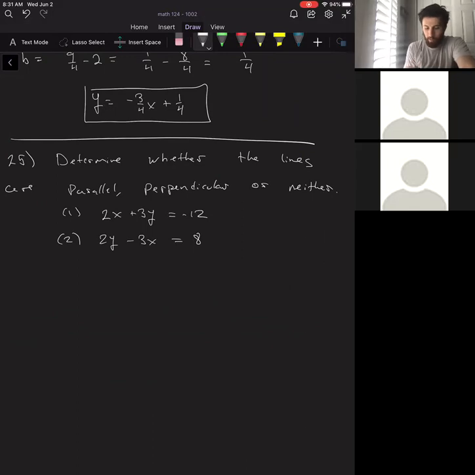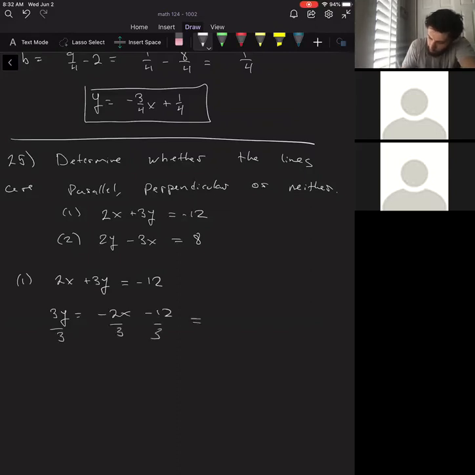So the first thing let's do, let's put both these lines into y equals mx plus b form, since that's the easiest way to find the slope of the line. So for line number 1, 2x plus 3y equals -12. Let's subtract the 2x over. So we get 3y is equal to -2x minus 12, and then divide by 3. So what we get is y is equal to -2/3 x minus 4. So here's line number 1.